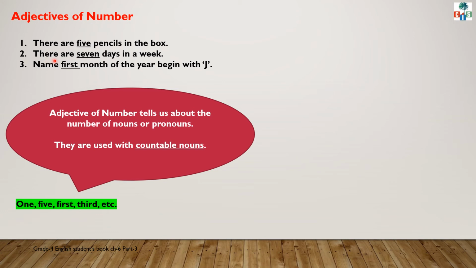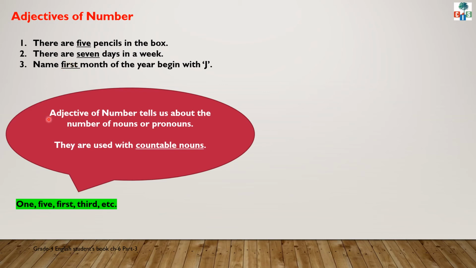Next, there are 7 days in a week. What is the noun? Days. And before this noun, I have used a number, 7. So, 7 is an adjective of number in this sentence. Last, name the first month of the year beginning with J. So, the noun is month, and before this noun, I have used first. So the word first is an adjective of number.